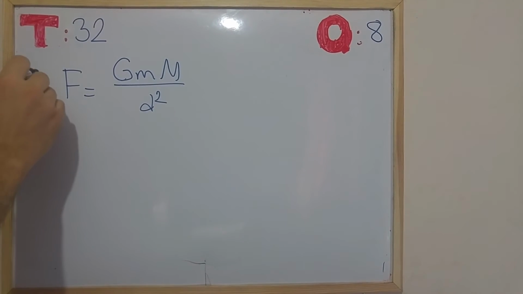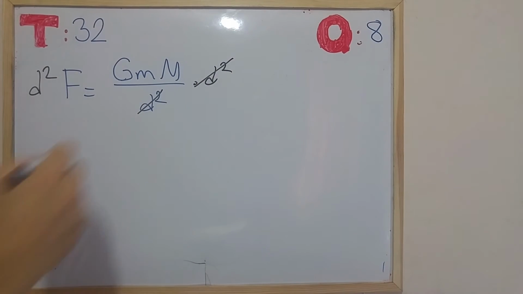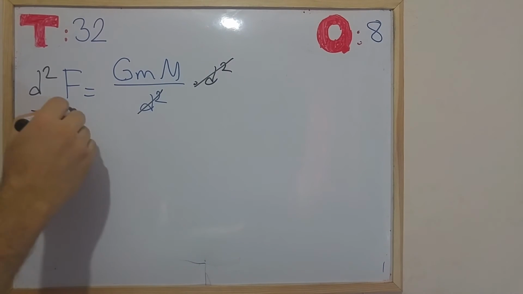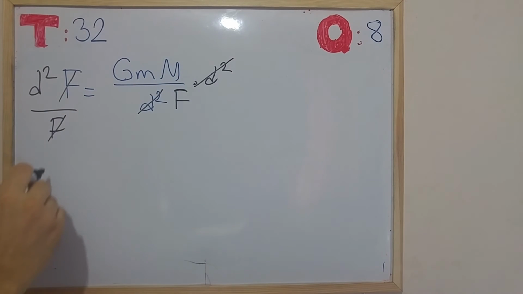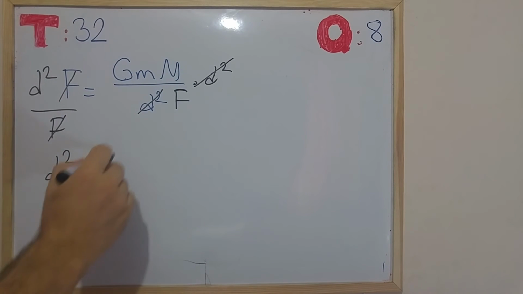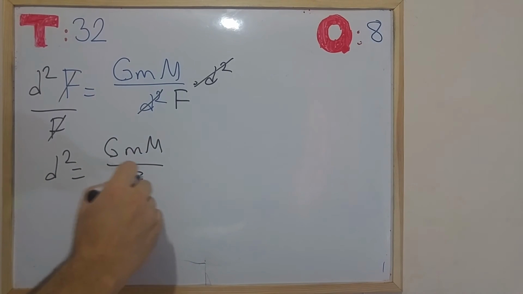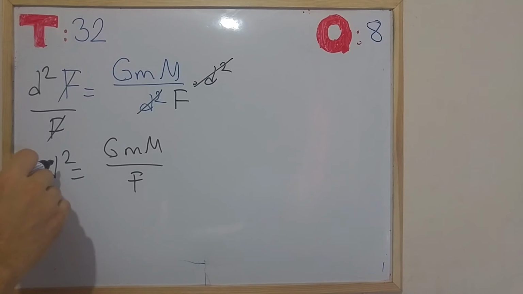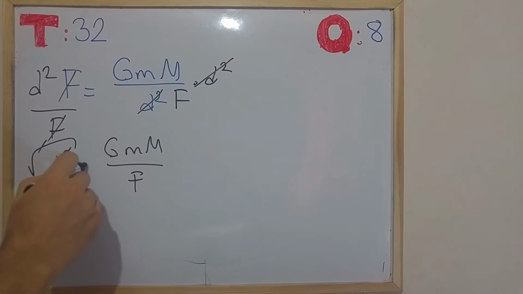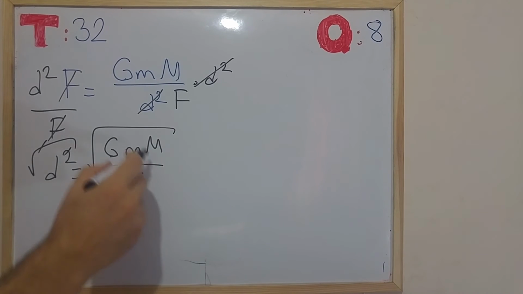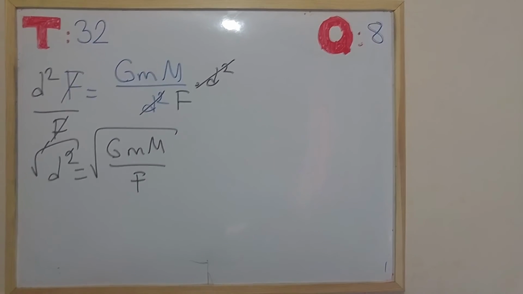Let's multiply everywhere by d squared, so that these squares will be gone. And let's divide everywhere by f, so these f's will be gone. What I have here is d squared is equal to g capital M over f. And since I'm solving this for d, I just need to take the square root of each side. So the answer is the square root of gM over f.